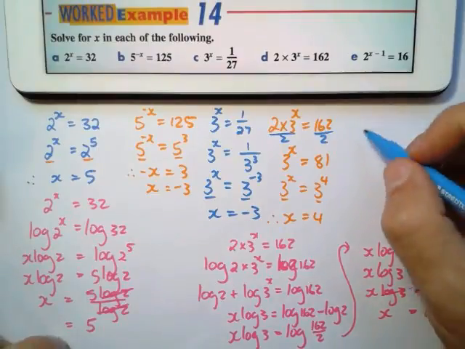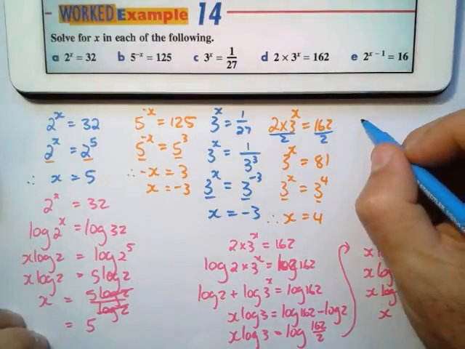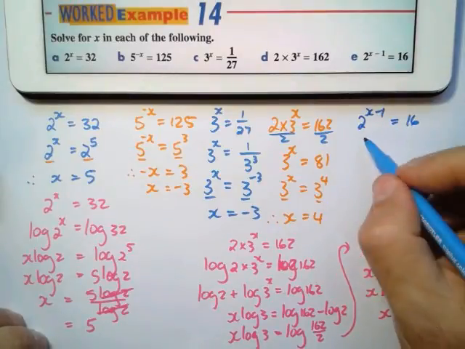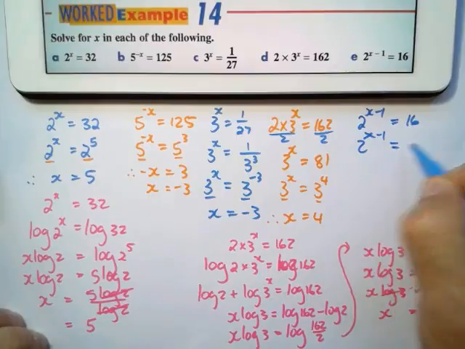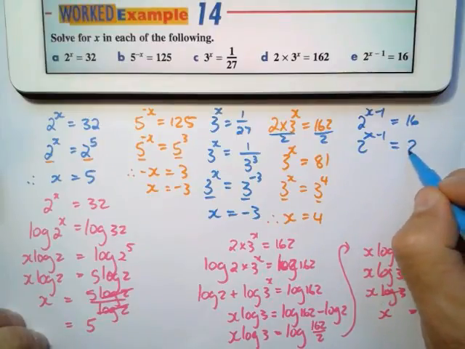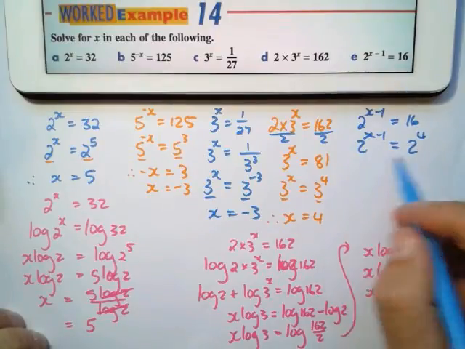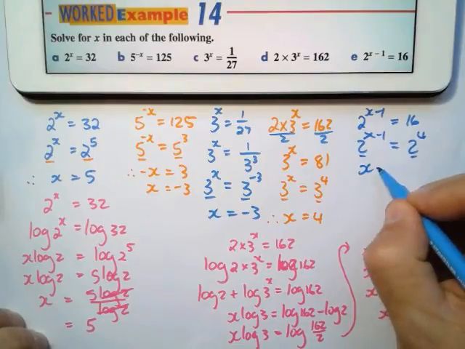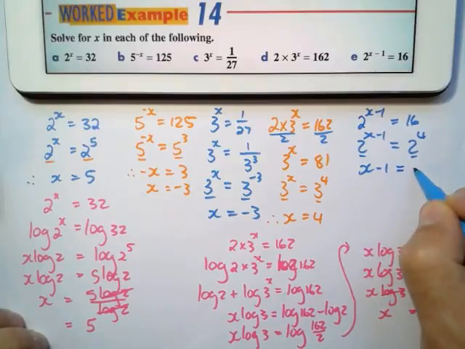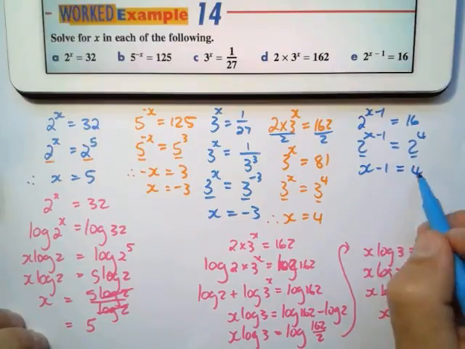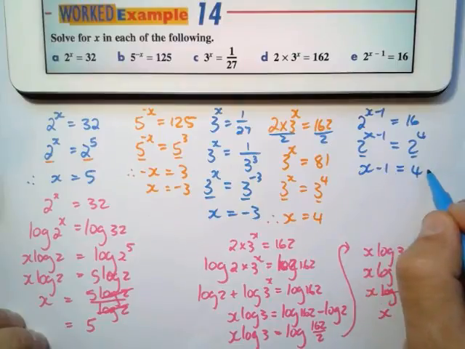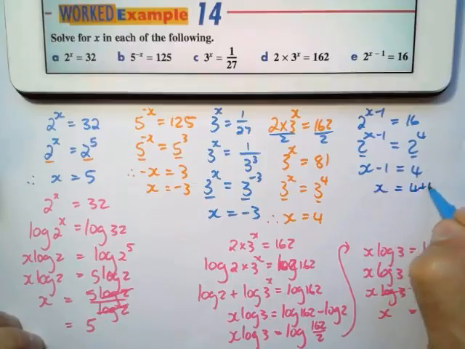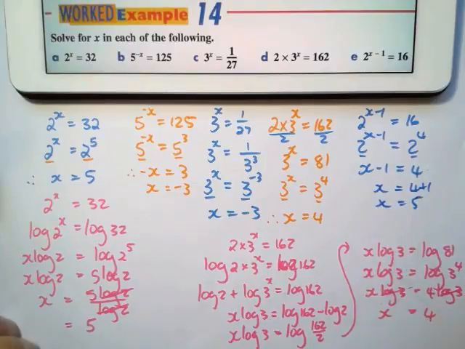Okay, if it's a little bit harder, last question, this is E. 2 to the power x minus 1 equals 16. I can say 2 to the power x minus 1 equals 16, which is 2 to the power 4. So I just want to get the bases the same. Once the bases are the same, then the exponents must be the same. So x minus 1 must equal 4. I add 1 to both sides, or the 1 goes to the other side and becomes plus. So x equals 4 plus 1, so x equals 5.